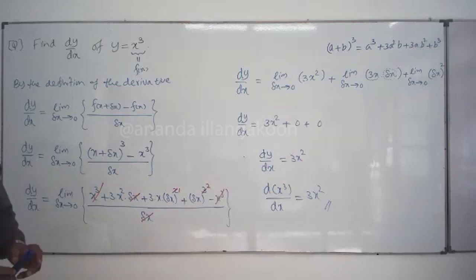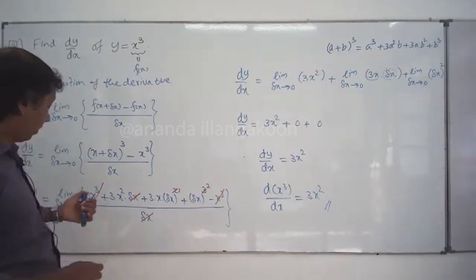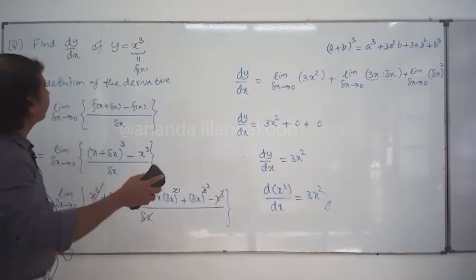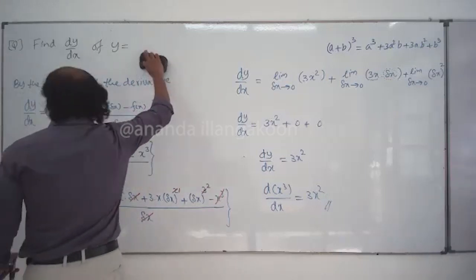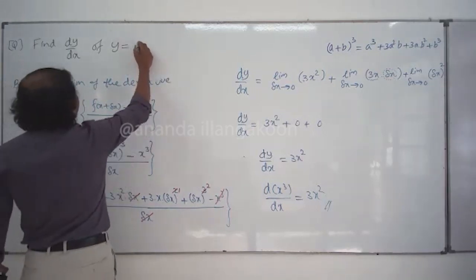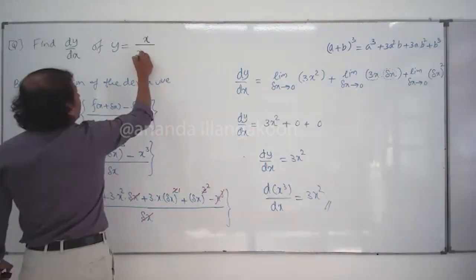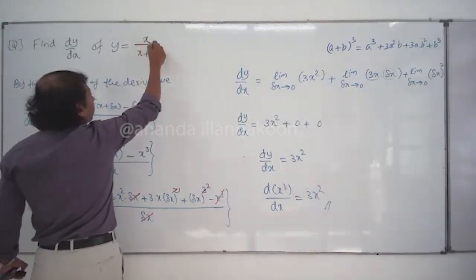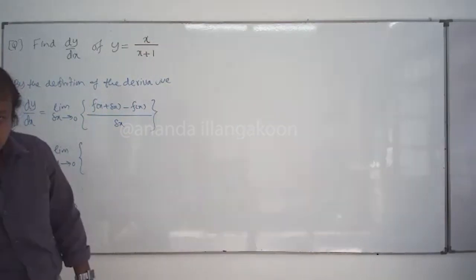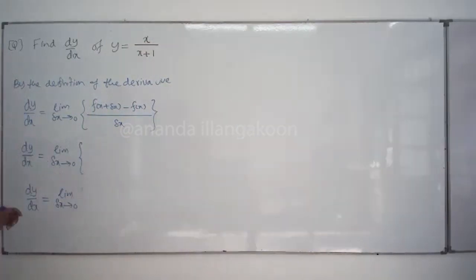Right. People, shall we take another one? Right, take the next question. Number 2. Find dy by dx of y equals x upon x plus 1. The same method, people. Take this answer. Right, now here y equals x upon x plus 1. Now we write by the definition of the derivative.